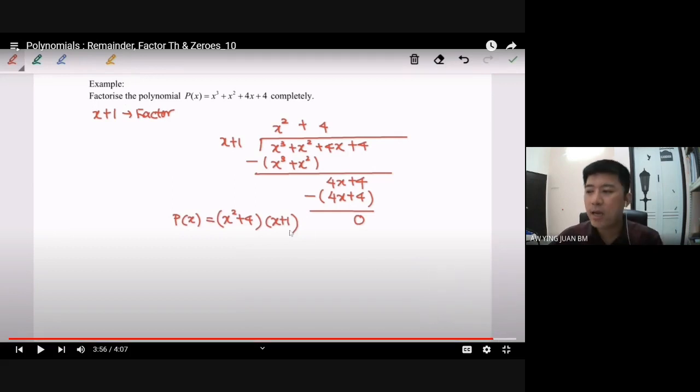Double check. Boleh factorize tak? Kalau untuk ini, you tekan calculator, you akan dapat complex root. Maksudnya, that is the best. So, inilah factorize completely. So, harap you dapat pengalaman.